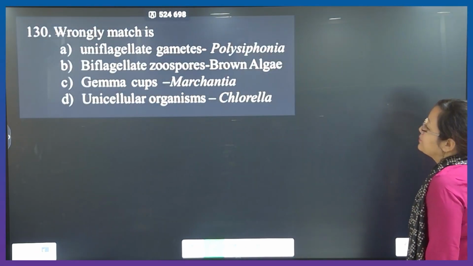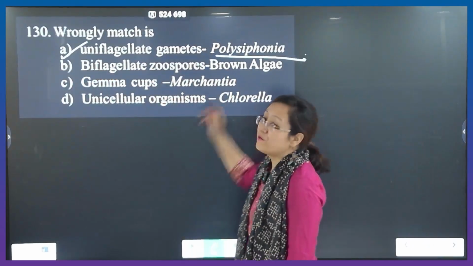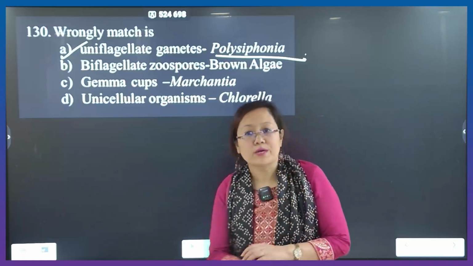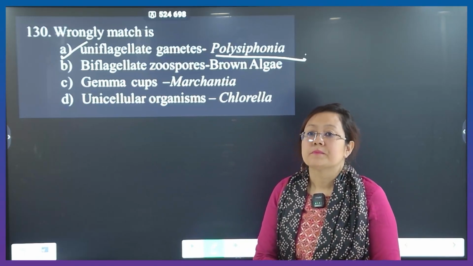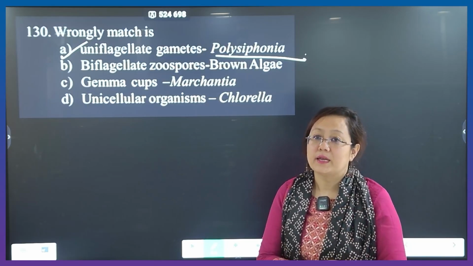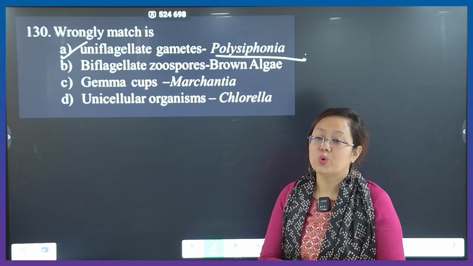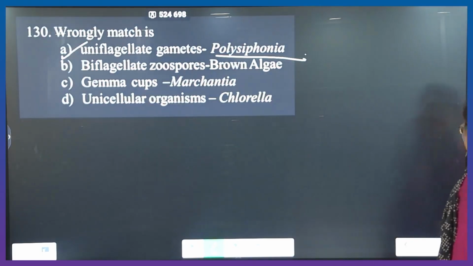Wrongly matched again. Answer to this will be A directly. Polysiphonia is a red algae. What is the similarity between red algae and blue-green algae? Red algae and blue-green algae are photosynthetic and both have the capacity to change coloration depending on the wavelength of light they absorb, and both are totally non-motile. They don't have flagella. A.